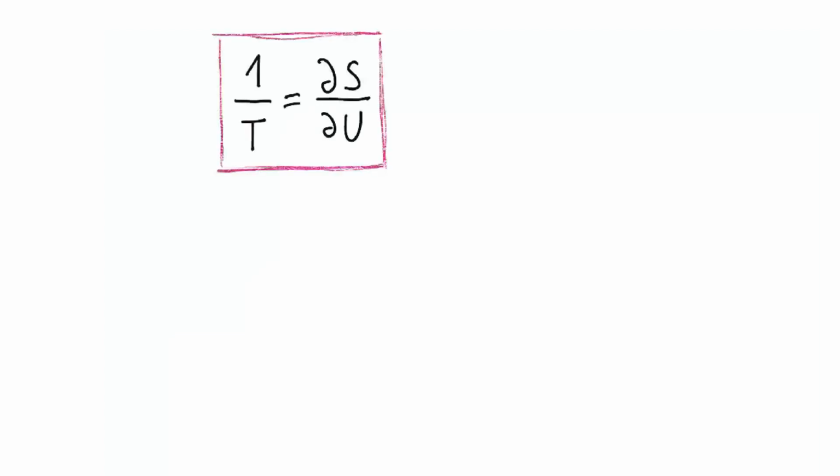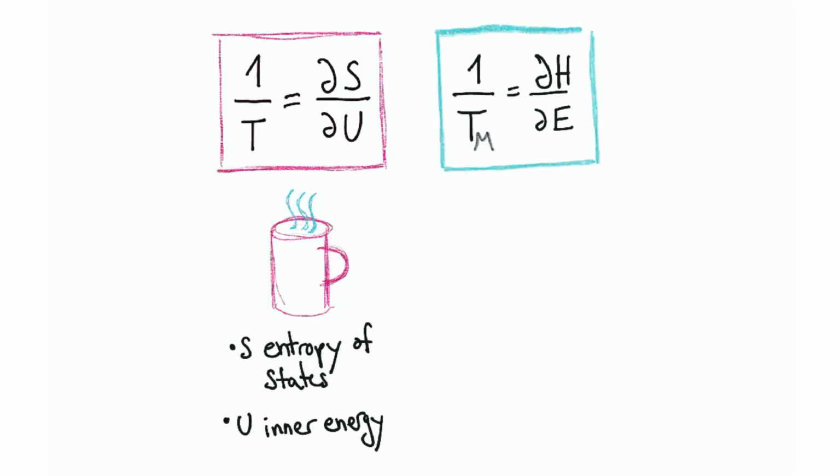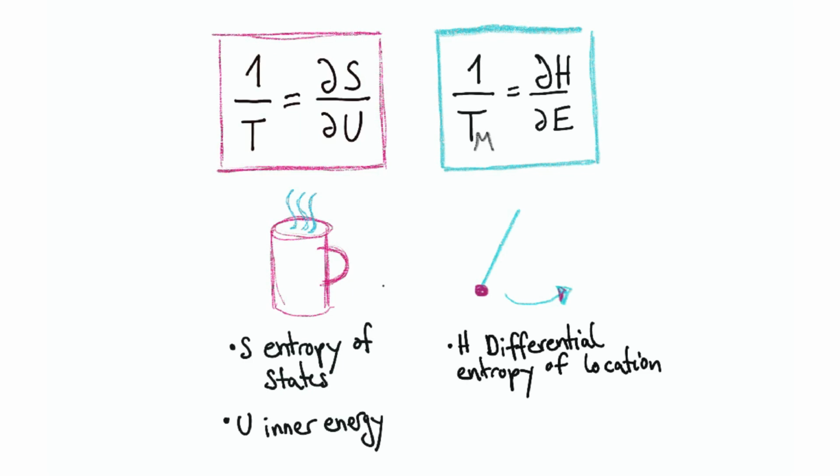The usual temperature is defined as the inverse of the partial derivative of entropy with respect to inner energy. If I have a coffee, then we talk about the entropy of the microstates in the coffee and its inner energy. Now I want to define the mechanical temperature analogously for mechanical systems. The entropy here is the entropy of location. How much does Jack know about the location of the blue ball? And the energy is the energy of the system, in our example 14 joule.